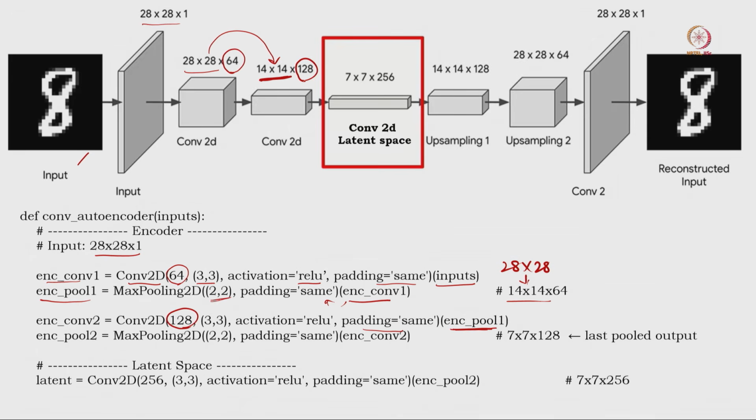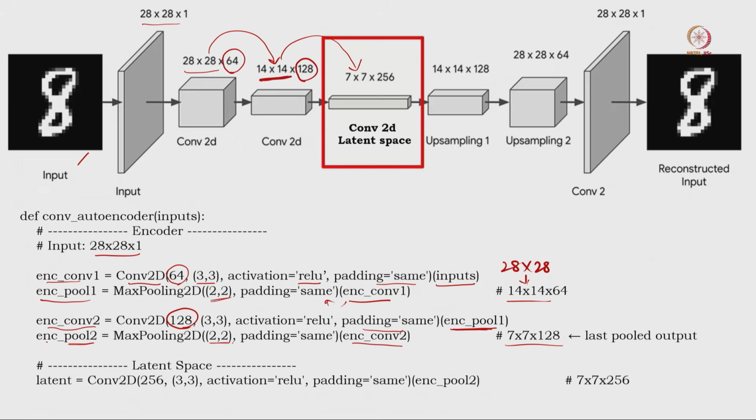Then you have assigned it to one variable, that is passed to the pooling layer, and in pooling you have used 2 cross 2. So, exactly it will be reduced by half, which is 7 cross 7. So, you have 7 cross 7. This is the last pooled output.